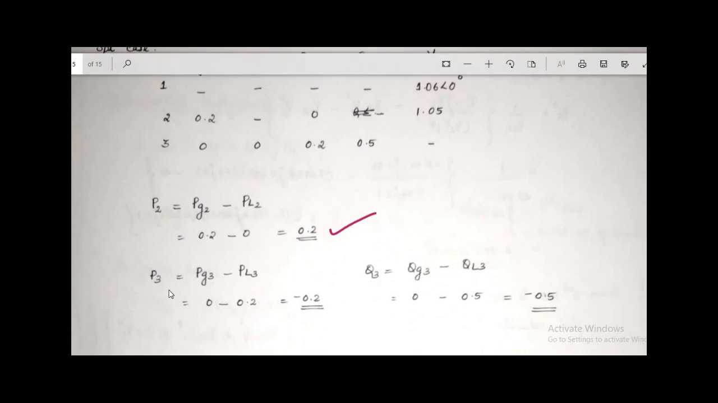Now the active power of the third bus is generated power minus load power. Generated power is 0 and load power is 0.2, so it would be minus 0.2. Now what about the reactive power? For the second bus, generated reactive power is not given and load is also not given, which means it is not specified. Whereas in the case of the third bus, the generated reactive power is given as 0, whereas load is given as 0.5. So generated minus load, 0 minus 0.5, you will get minus 0.5. So in some questions, your details will be given like this, and in such cases you calculate the active power and reactive power like this.